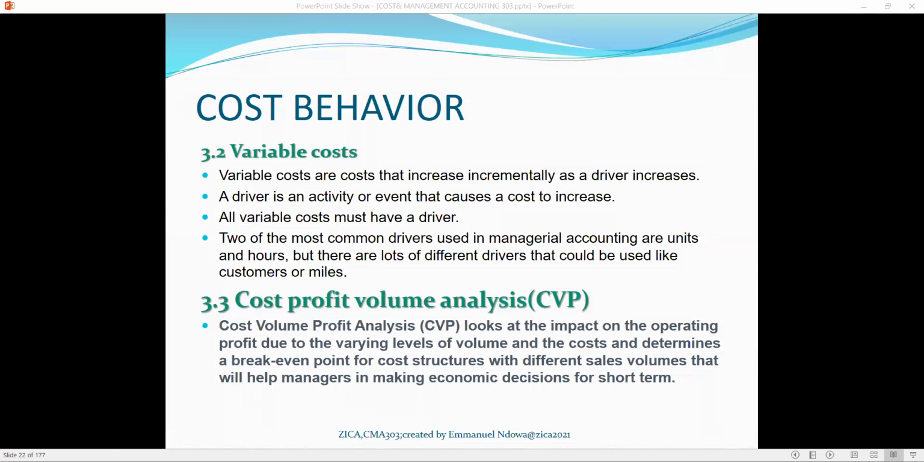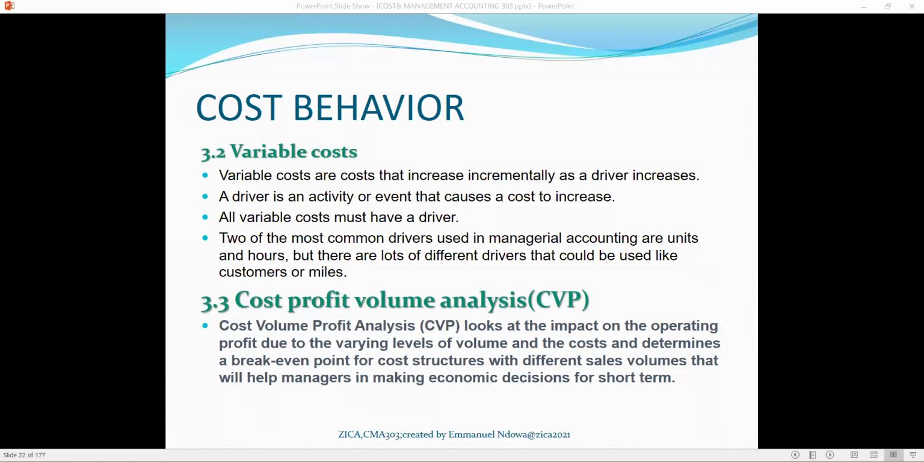And then when we are saying the fixed costs do not have a driver, a driver is something that pushes a cost. I will explain later what a driver is, and then we need to switch on to variable costs. Variable costs are costs that increase incrementally with a driver as the driver increases.